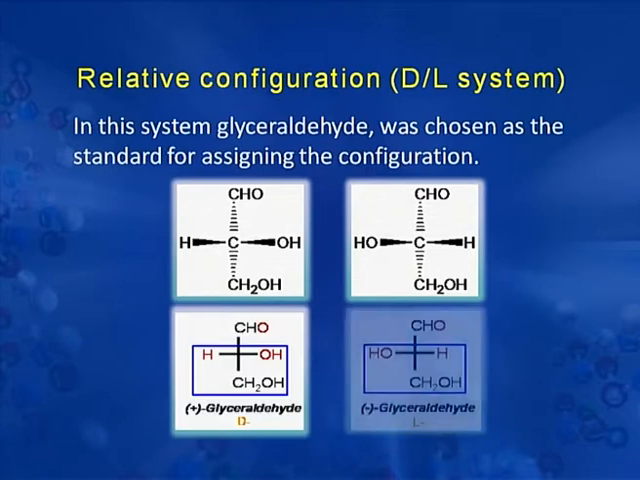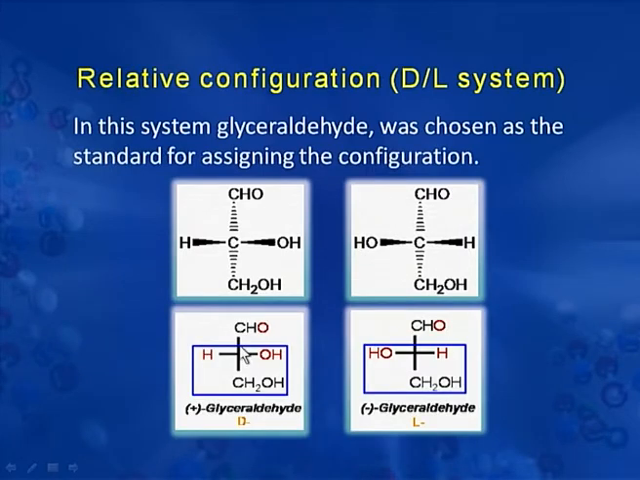These are the Fischer projection representations for the two, and this is the asymmetric carbon atom of glyceraldehyde, which has been shown in the box here. The configuration around this carbon is compared with a particular carbon in any other compound, and that was assigned a particular configuration.